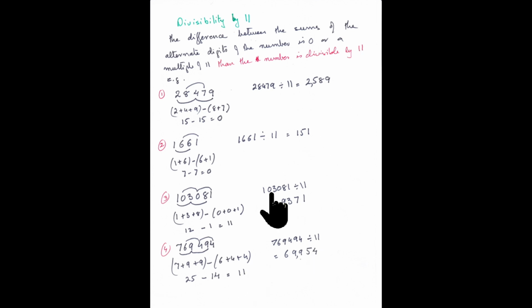So it is clear now that if the difference of the sums of the alternate digits of the number is 0 or a multiple of 11, the number can be divided by 11. Isn't it easy for you now?